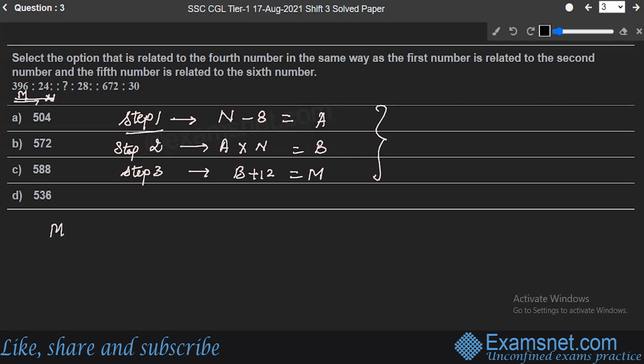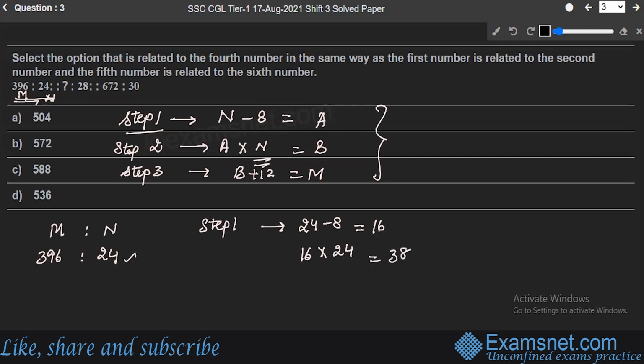So here M is to N is 396 is to 24. So step 1, you have to subtract 8 from 24. What will you get if you subtract 8 from 24? 16. Then you have to multiply 16 with N, and in this case it was 24. So I'll multiply 16 with 24 and I'll get 384. I'll add 12 to this 384 to get 396. Okay. So first one is verified. Let's verify this one also.